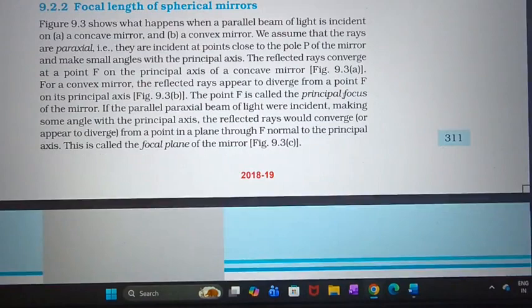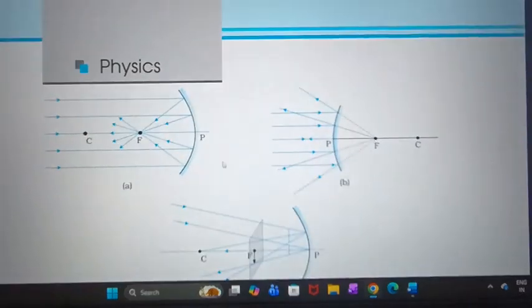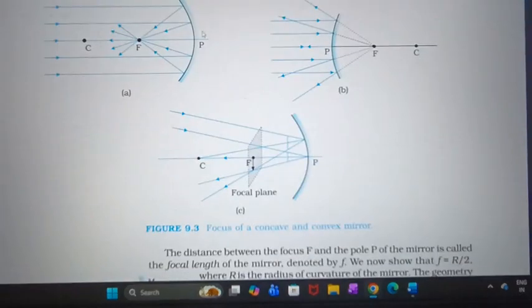And between this principal focus and pole, whatever distance is there, that is called focal length. Same thing. So many parallel rays are coming and they have to pass through the focus according to the rule. So they're converging at a point in the case of a concave mirror, and in the case of a convex mirror, they are appearing to diverge from this point. And focal plane is generally where this is all taking place, a plane that is passing through focus and is perpendicular to the principal axis, where generally all these incident rays are coming and reflection is happening. That plane is called focal plane.